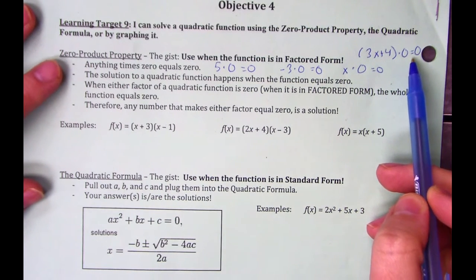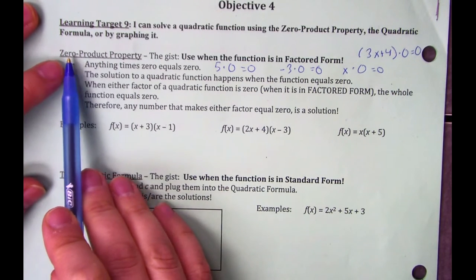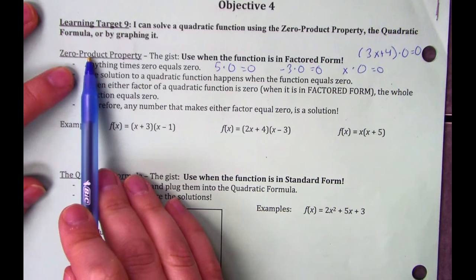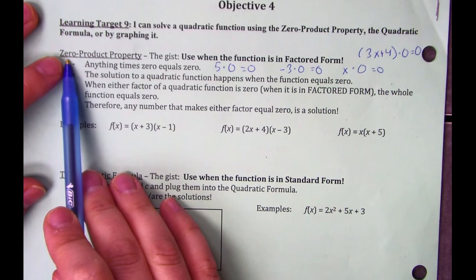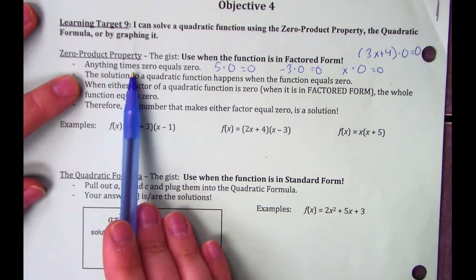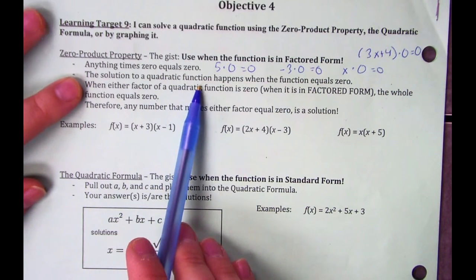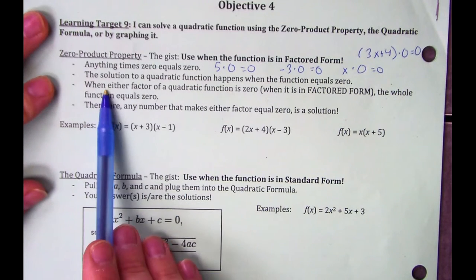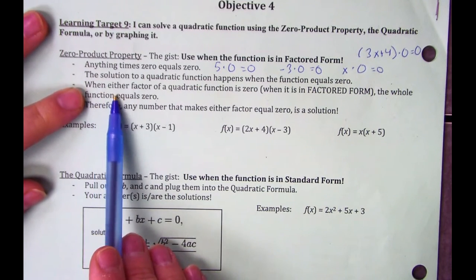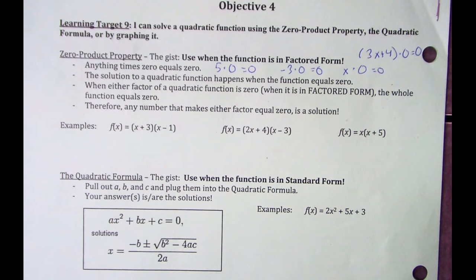That's the whole basis of the zero product property. That's why it's called the zero product. Product is what you get when you multiply. So when you multiply something by 0, it's going to give you 0. So anything times 0 equals 0. And the solution to a quadratic function happens when the function equals 0. So when either factor of a quadratic function is 0, when it is in factored form, that means that the whole function equals 0.